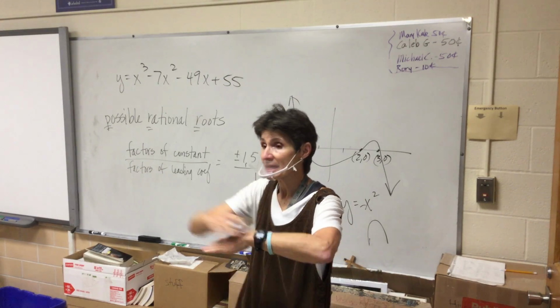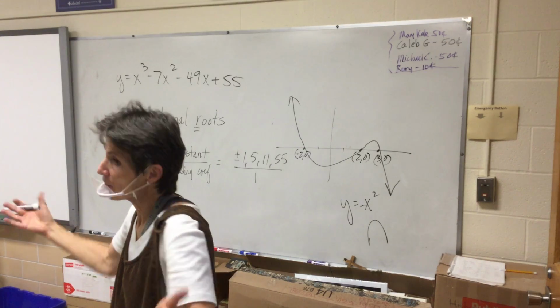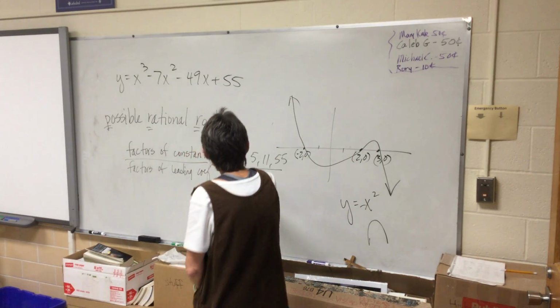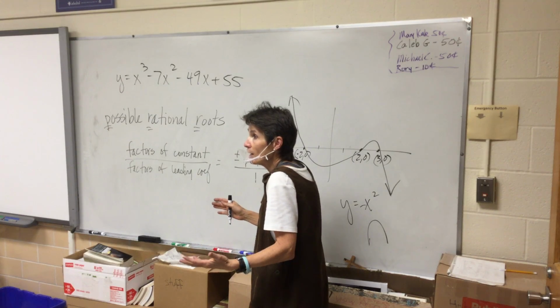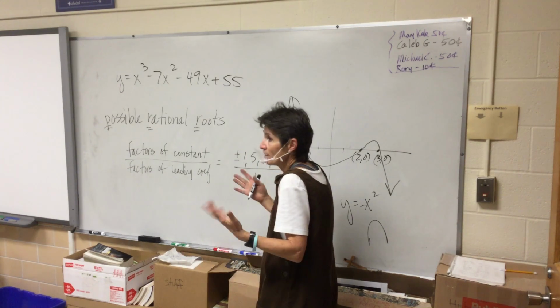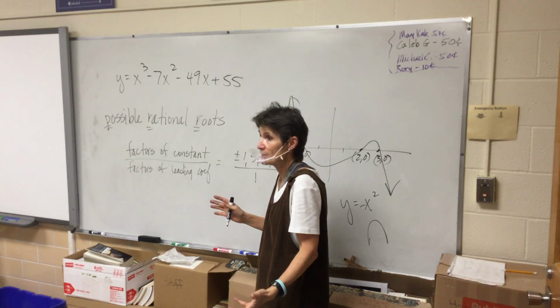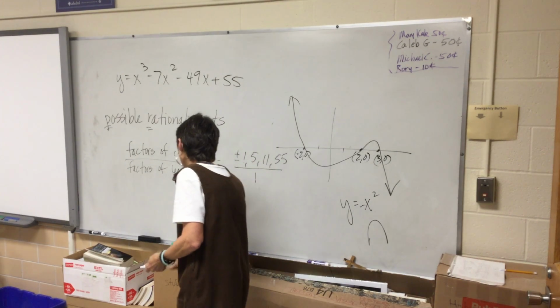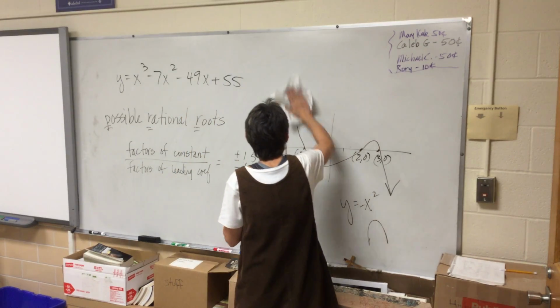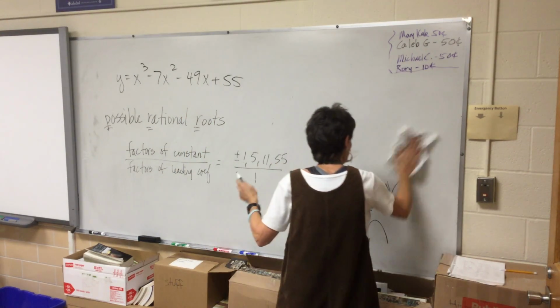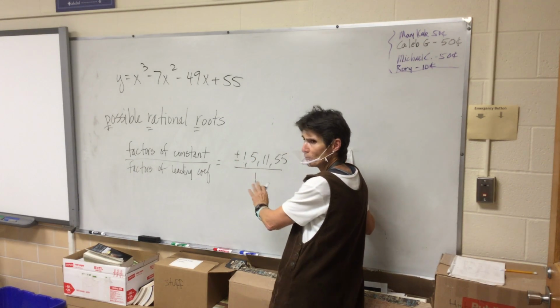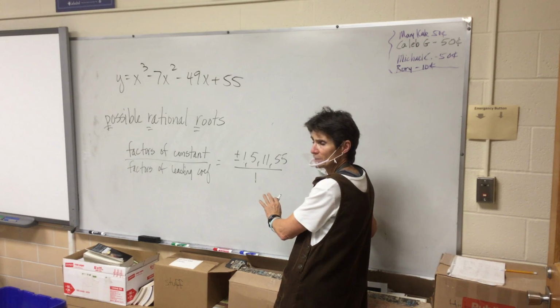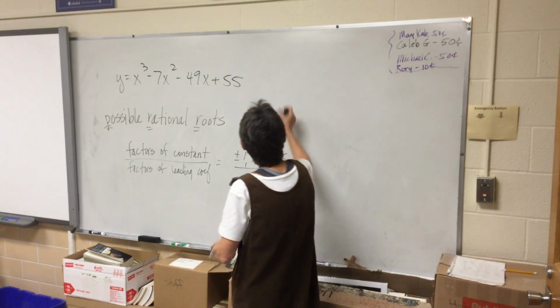So instead of having infinitely many numbers to guess, there are 8. You're going to guess 1, 5, 11, and 55, and then -1, -5, -11, and -55. Guess them in any order you want. Personally, I always like to start with 1 because it's so easy. So I'm going to take my problem, and I'm going to guess 1 because 1's in my list. Don't guess 2 or 3 or 4. Those aren't in your list. They will not work. I'm going to guess 1.